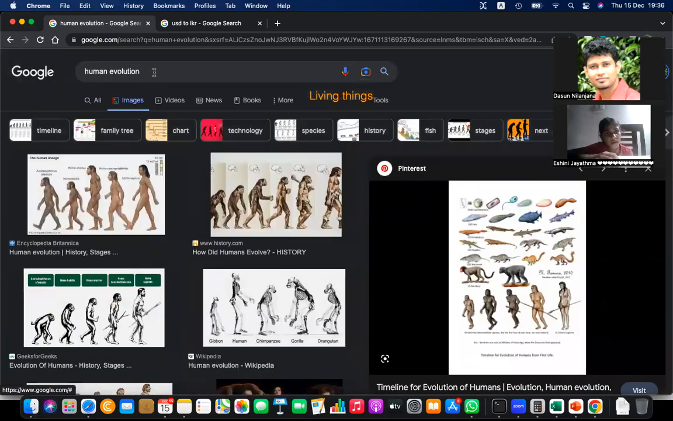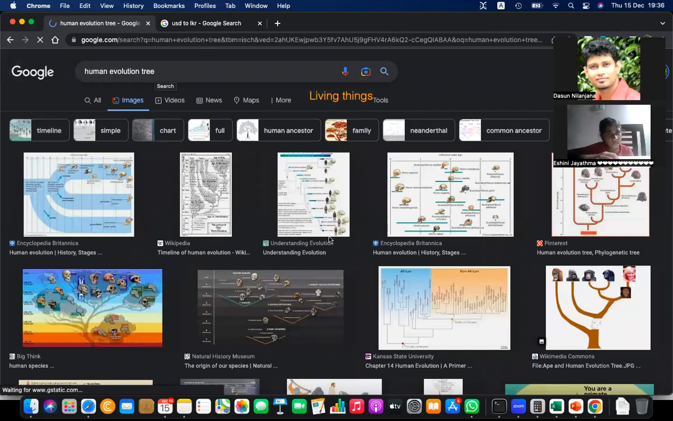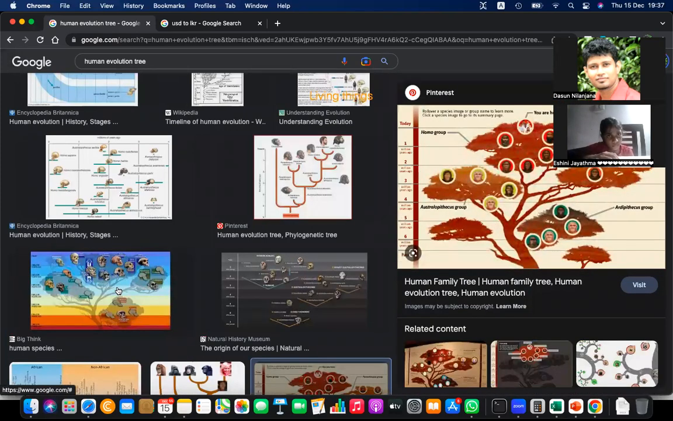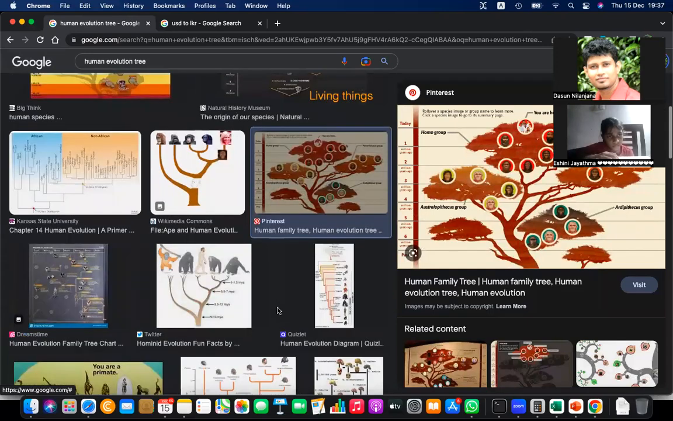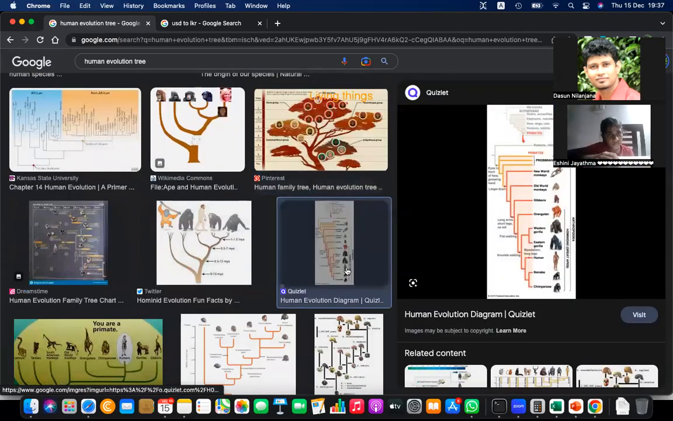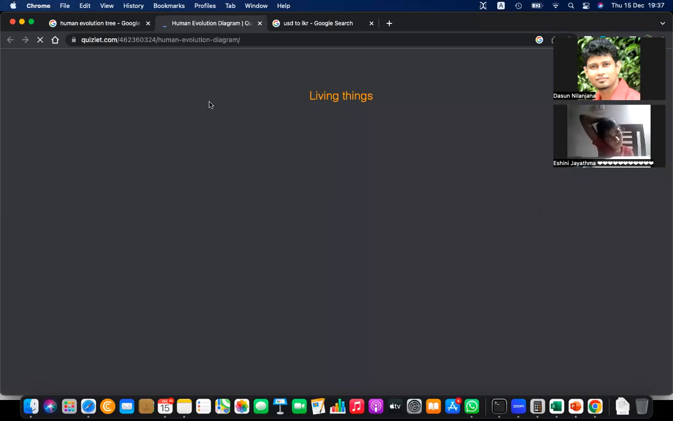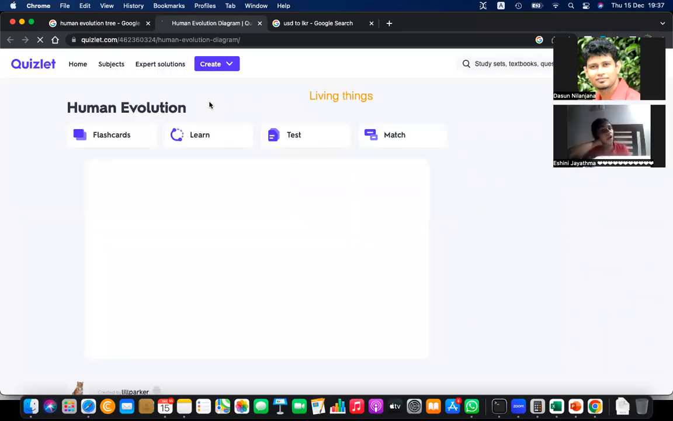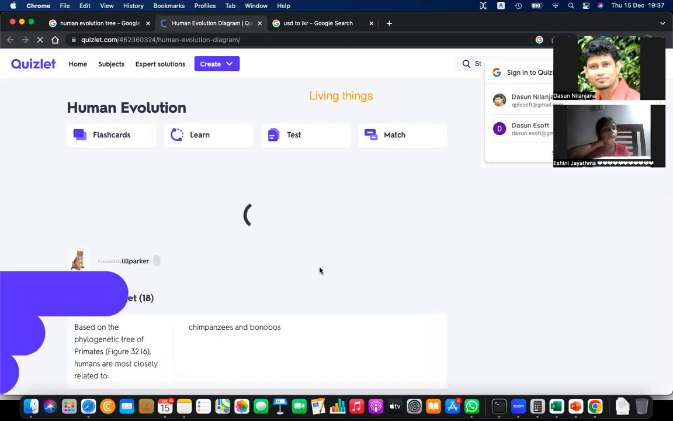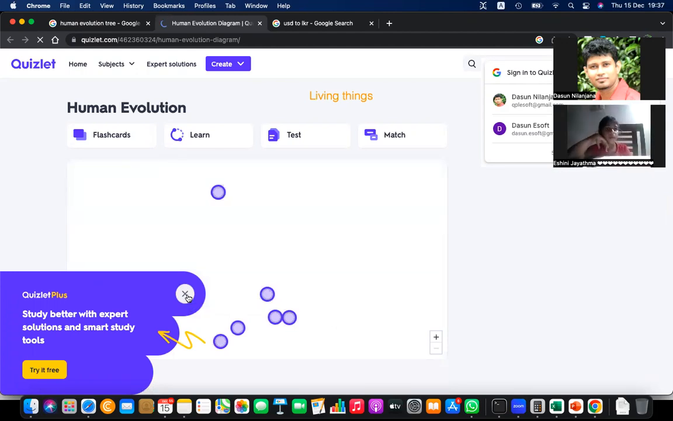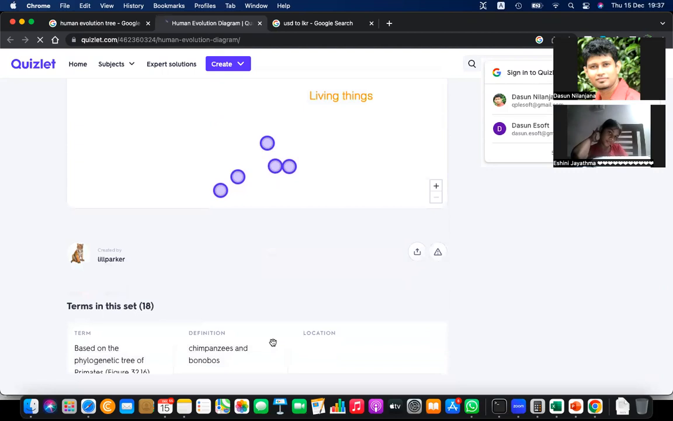From a single cell to this level, we believe that we have evolved from a fish, right? Is there a clear one? Okay, see here. Can you see my screen? Yes, sir. Okay. Still loading.